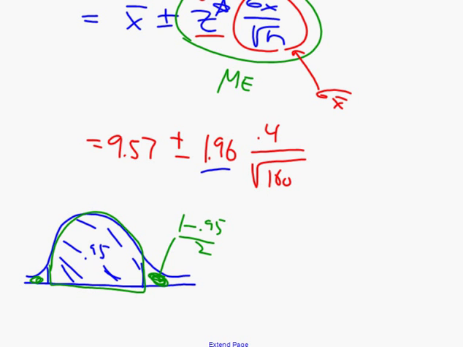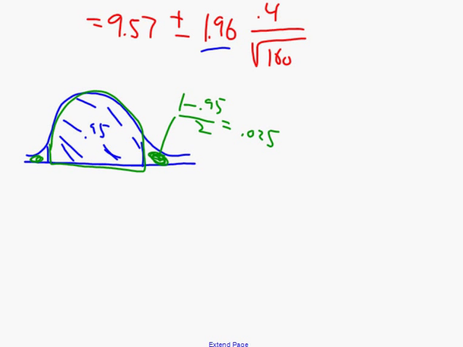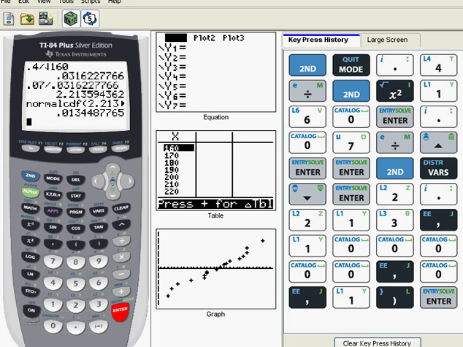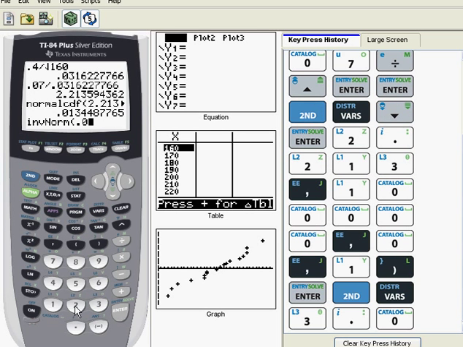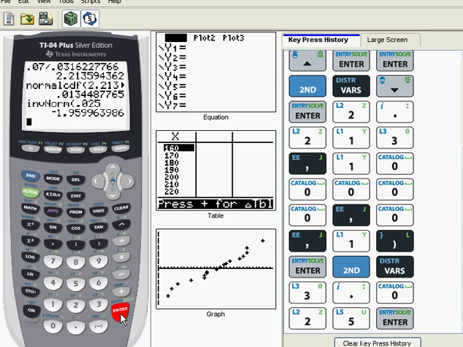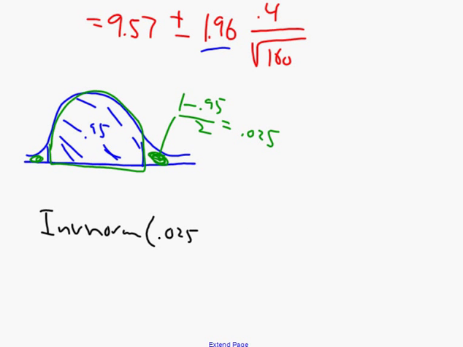How do I know that? Because it's 1 minus 0.95. I divide by 2 because of symmetry, and I figured out that each tail has a tail area of 0.025. So now, if you want to just use inverse norm, that'll do it. Do inverse norm of 0.025 and watch what happens. Second distributions, number 3, inverse norm, 0.025 equals negative 1.96. So that's how you get that to work. This will give you negative 1.96. You just have to remember that you're going to put the positive version of that up into here.